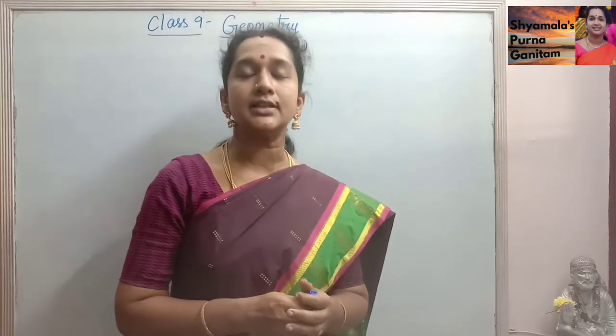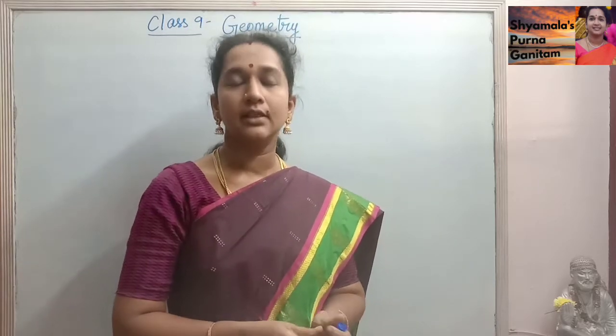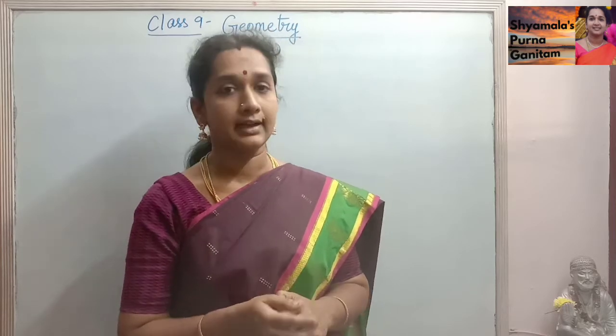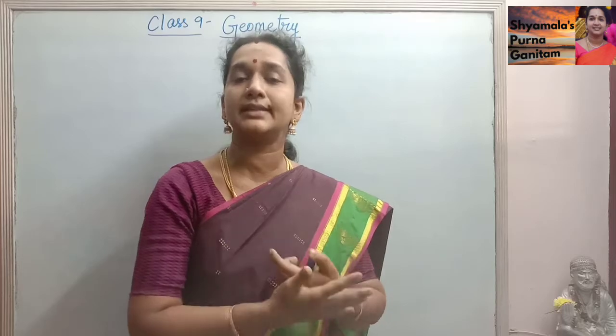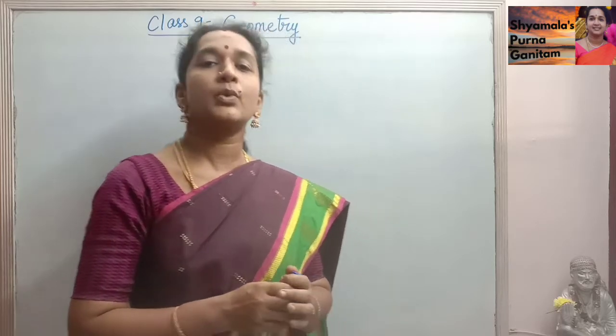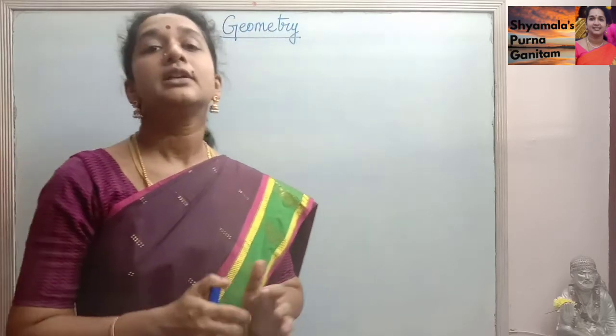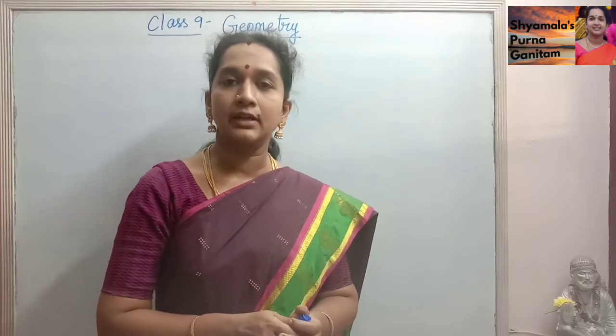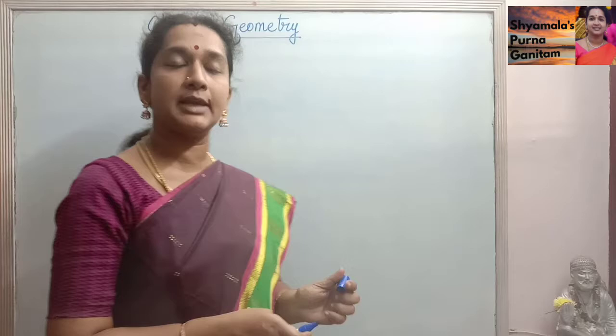So geometry starts with a point, then we have line segments, rays, and angles. All those things are the basics of geometry. When we come to angles, we have different types of angles. Depending upon the measurement of the angles, we have different names for them.